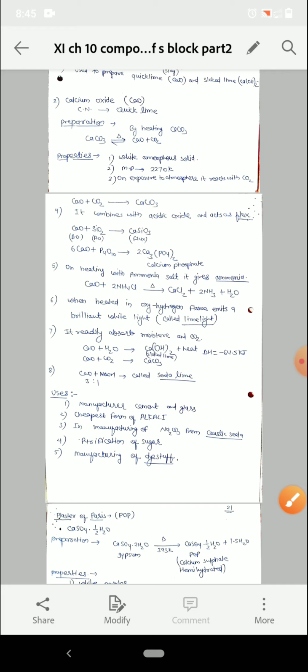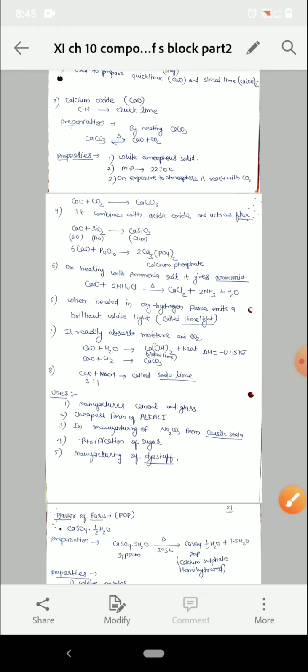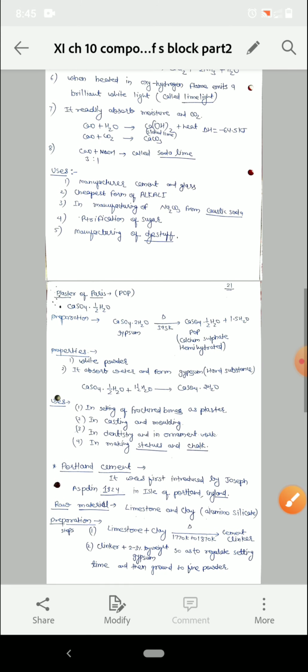Clear? So what are the uses? Manufacturing of cement and glass, cheapest form of alkali, manufacturing of Na2CO3 from caustic soda, purification of sugar, and manufacturing of dye stuff. The compounds used in dyes are called dye stuff.